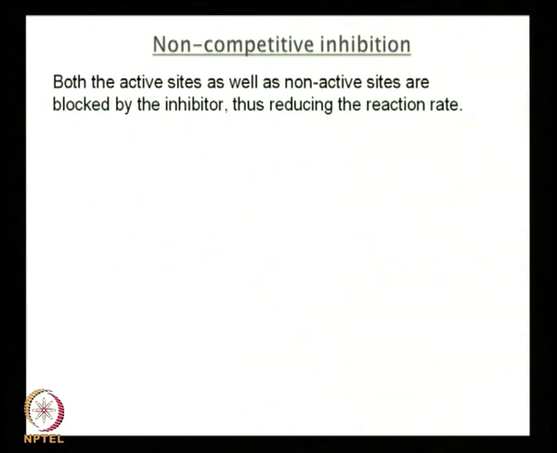So non-competitive inhibition is essentially this, what is written on the screen. What happens is that both the active sites and the non-active sites are blocked by the inhibitor. So this is the most potent form of inhibition, so to say. If you're talking of different forms, this is a form where both the active site and the non-active sites are blocked by the inhibitor. So if you want to inhibit as much as possible, then probably this is a mechanism that you'd go for.